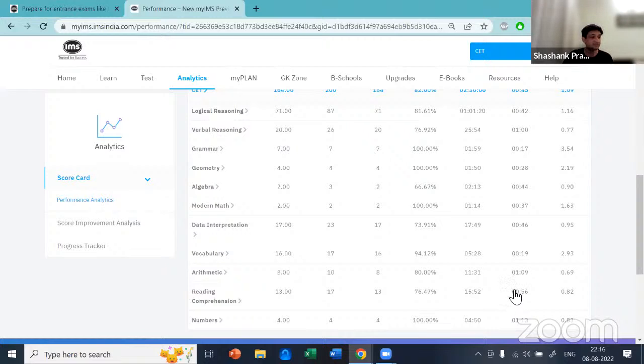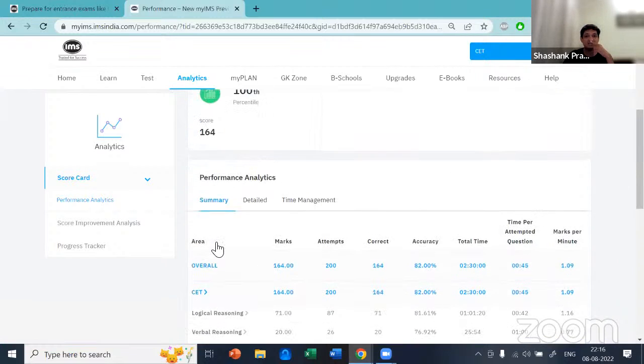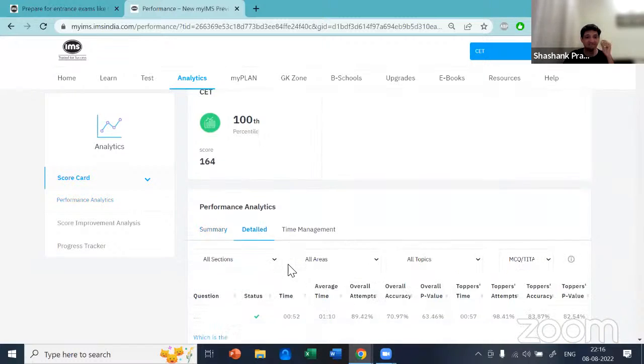RCs were still fine. So that was decent. And DI, I had to guess at the end. I think I got a bit lucky. 17 out of 23. I think a lot of them turned out to be 4s. So that was something funny that happened.